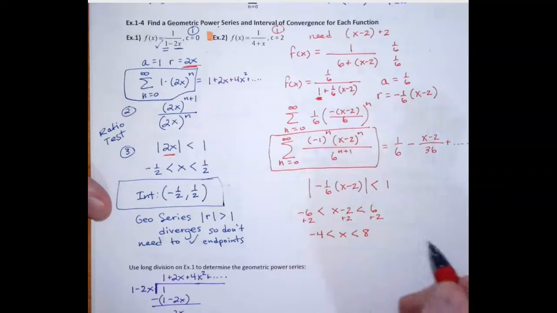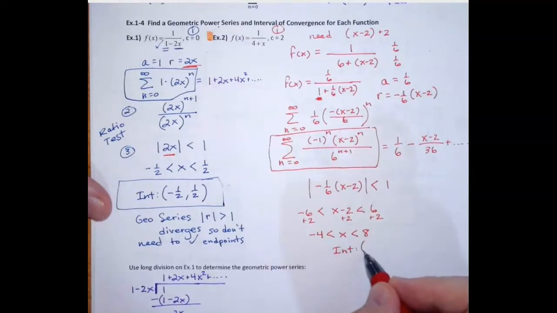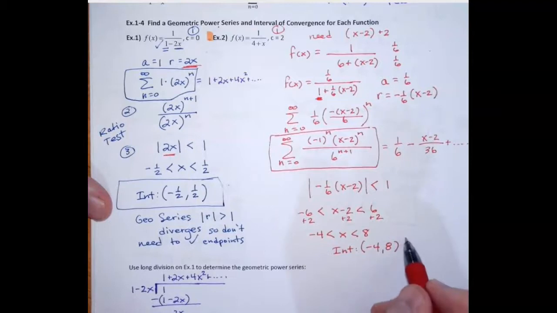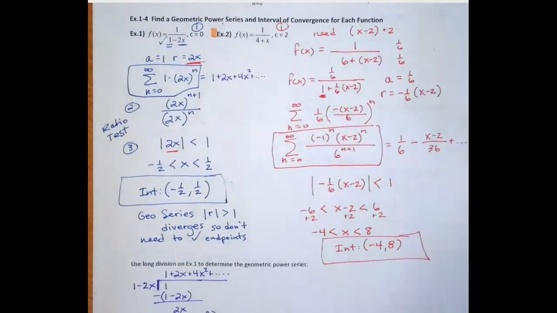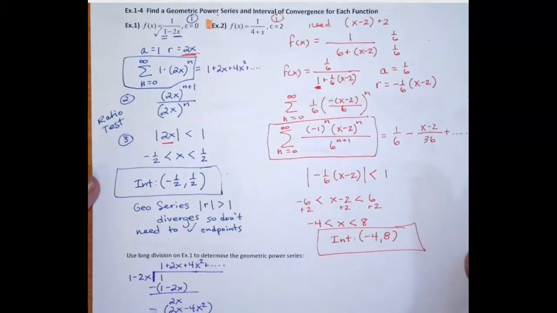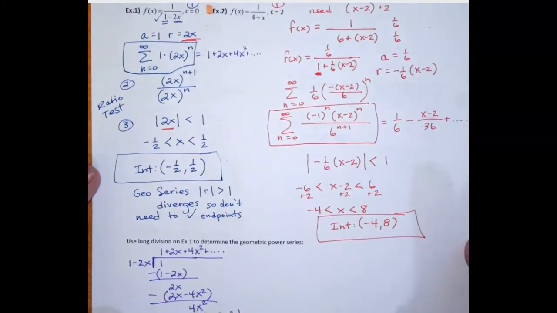And so our interval is going to be negative 4 to 8 with parentheses. So all of them should be pretty much parentheses because of the geometric series.